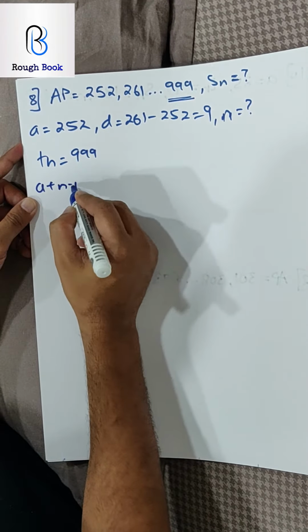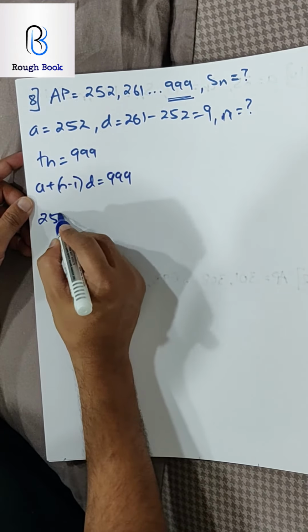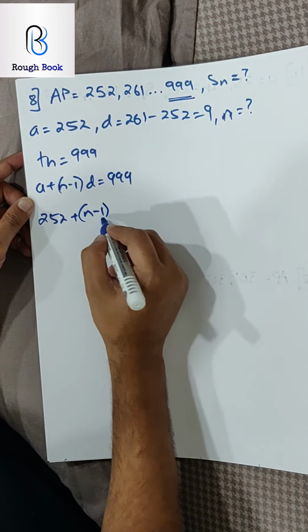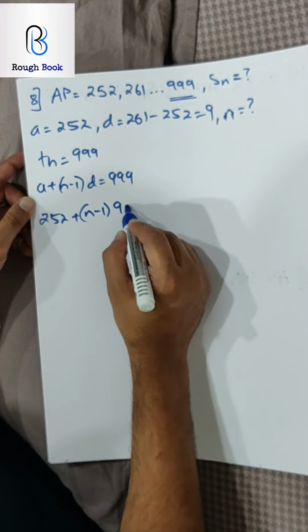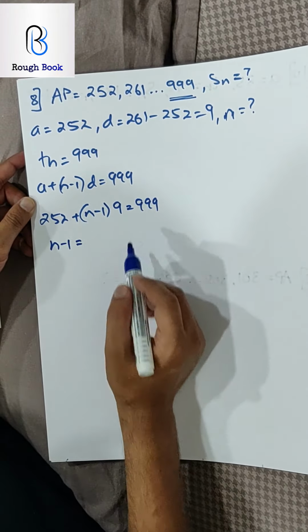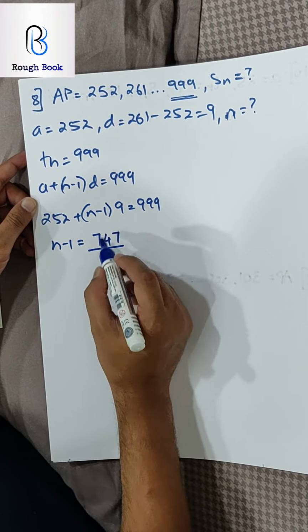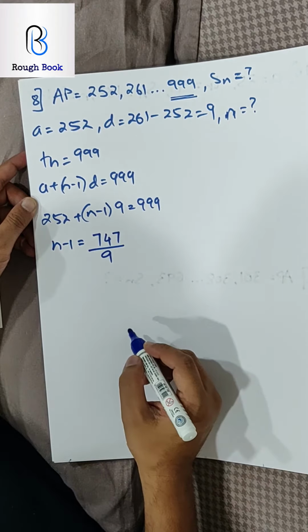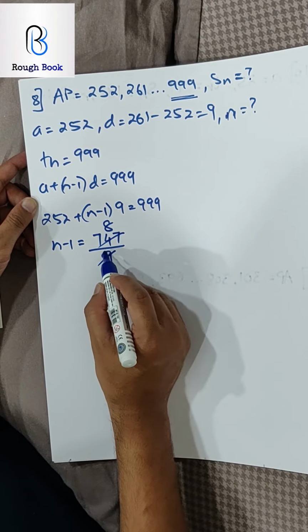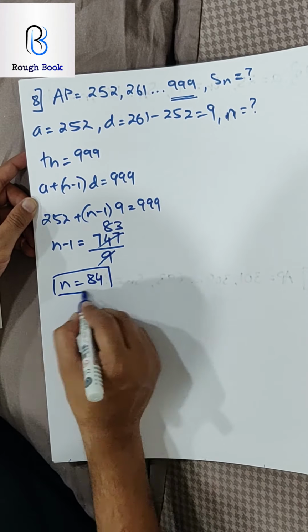So A plus (n minus 1) into d is 999. So A is 252, n minus 1, d is 9, 999. So n minus 1 equals 999 minus 252. That should be 747. And this 9 goes down, so divided by 9. 9 8s are 72, 9 3s are 27. So my n becomes 84.